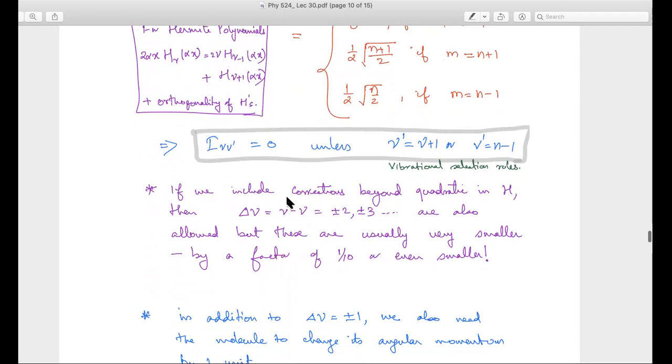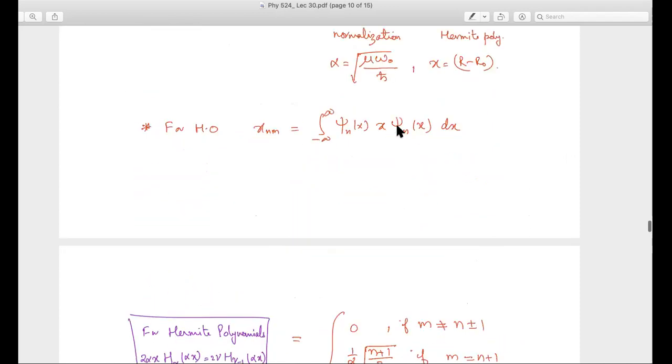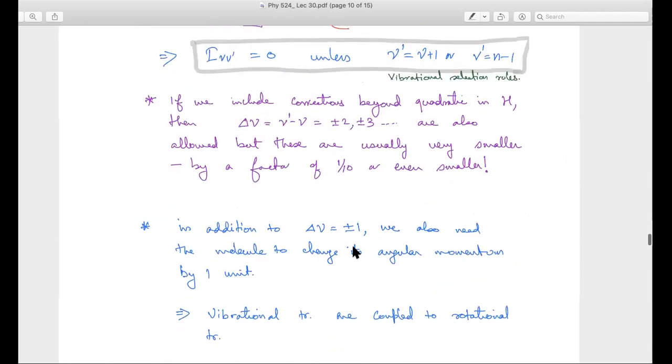Okay, so if you include corrections beyond quadratic in H, so the anharmonic terms, including the Morse potential, then you can get excitations where delta nu, or nu prime minus nu, is 2, 3, 4, and so on. But these are very, very small, at least one order of magnitude smaller than these transitions. So we will just focus on the transitions in the gray box, because they are the dominant transitions and most likely to be observed in experiments. Okay. So that's number one for vibrational transitions: my delta nu has to be plus or minus 1.